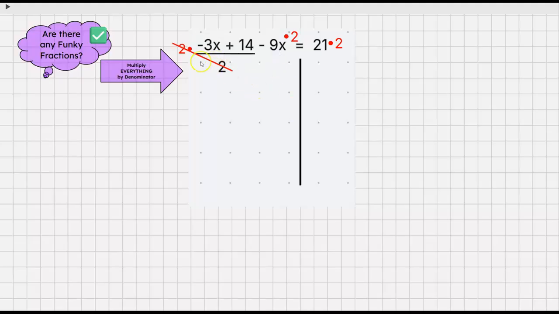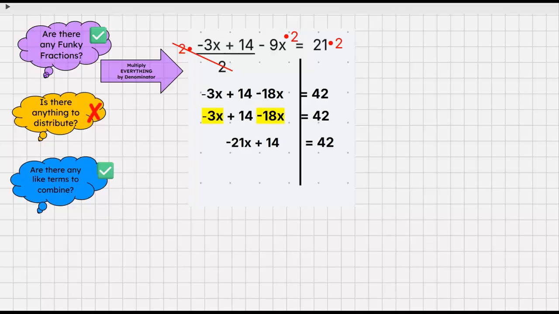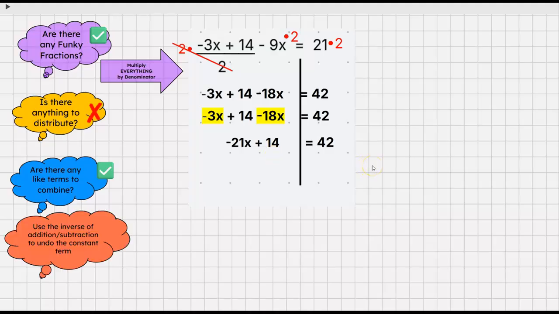When we multiply everything by 2, the denominator goes away and the expression negative 3x plus 14 stays. And then negative 9x is multiplied to be negative 18x. And of course 21 times 2, don't forget to do it over here as well, is going to give you 42. So is there anything to distribute now? No, there's nothing to distribute, so we're going to skip that step. Are there any like terms to combine? Actually, yeah, there are. We have negative 3x and negative 18x, which can be combined to make negative 21x. Don't forget to bring down that positive 14. We don't want to forget that, because we still need to solve this two-step equation.